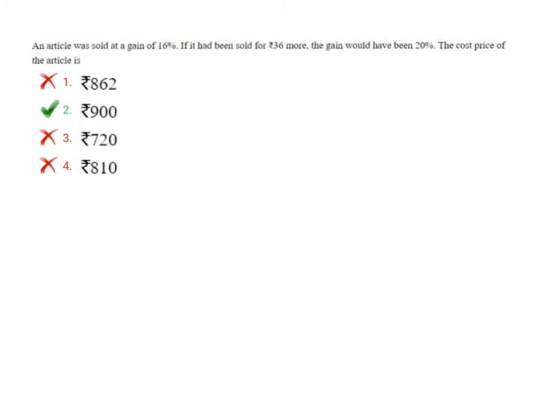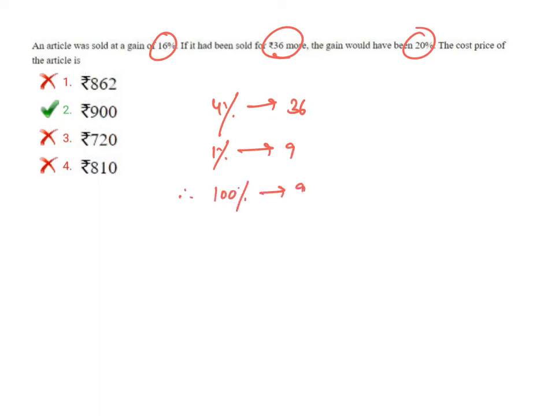An article was sold at a gain of 16%. Had it been sold for 36 more, you would have gained 20%, which means see how much extra you're getting. 4% extra, how much is the value? 36. 1% is 9. Therefore, 100% is going to be 900 rupees.